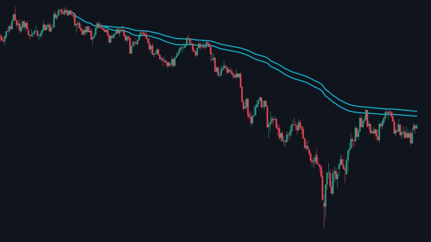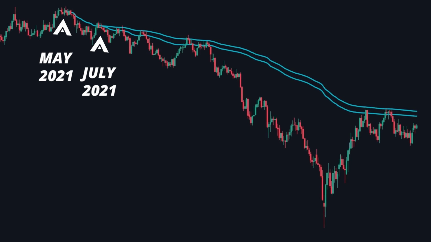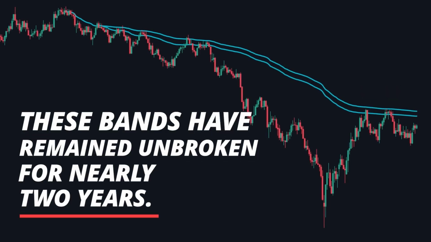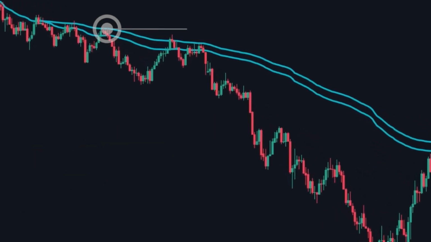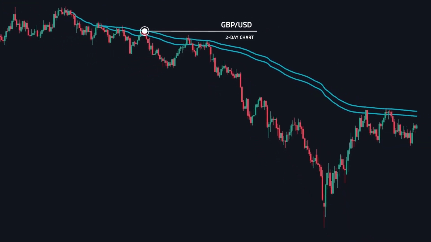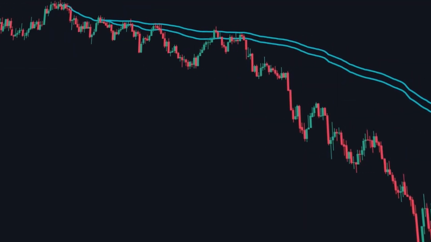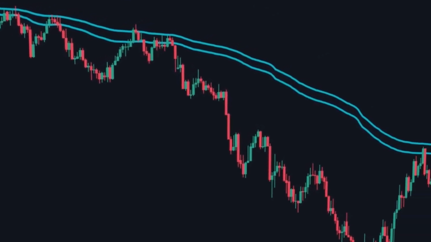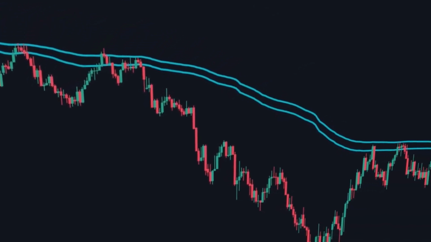If we zoom out, we can observe an astounding sight. These bands, which were formed in May and July 2021, continued to present trading chances in December 2022 and January 2023. Interestingly, these bands have remained unbroken for nearly 2 years. You can see this for yourself on a 2-day GBP or USD chart, with each candle representing 2 days of price action. I hope you understand this strategy, but we haven't finished yet. There are 2 more tactics to consider, so let's move on to the next one.